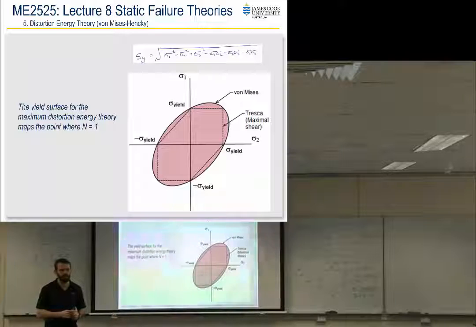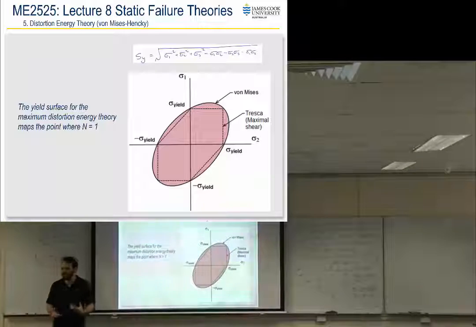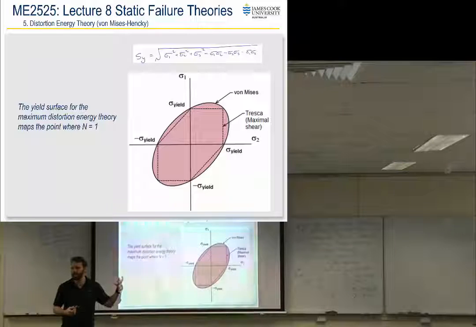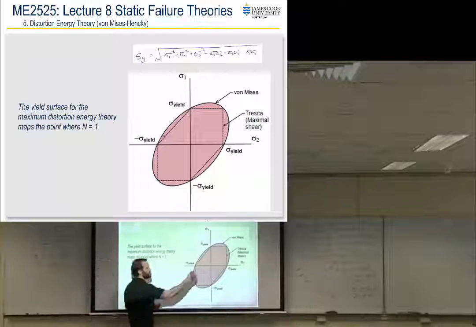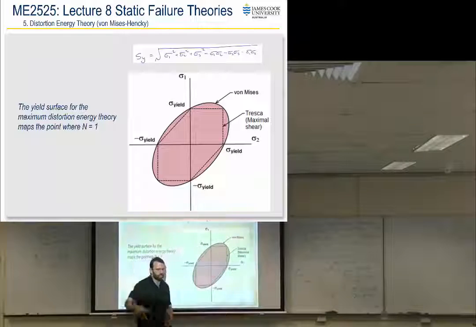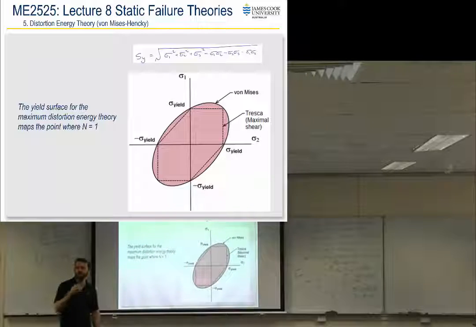So Tresca got pretty close with a very rudimentary theory. Von Mises is based on the actual science of energy and what's going on in the atoms. And we know from experiments and from plenty of proofs since this theory was devised that the von Mises one's spot on. Absolutely spot on. So you do an experiment with steel, and those failure points will dot this curve almost perfectly, plus or minus the error that you get in each experiment. Alright, so von Mises is exactly what's happening in the material.